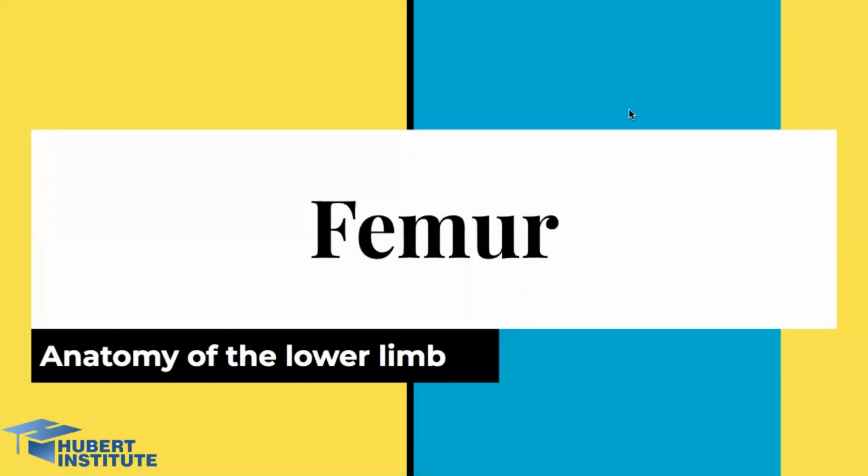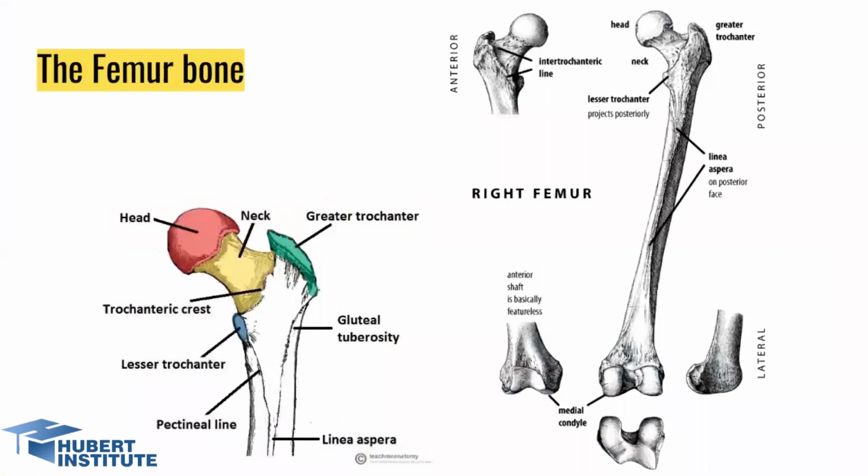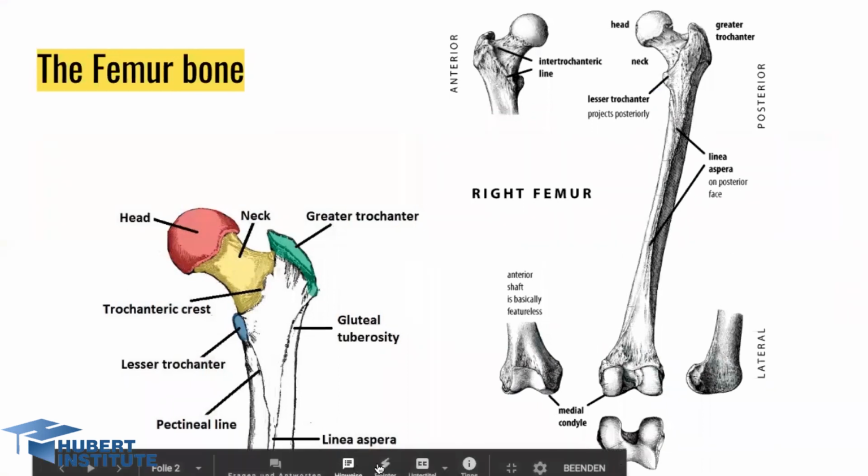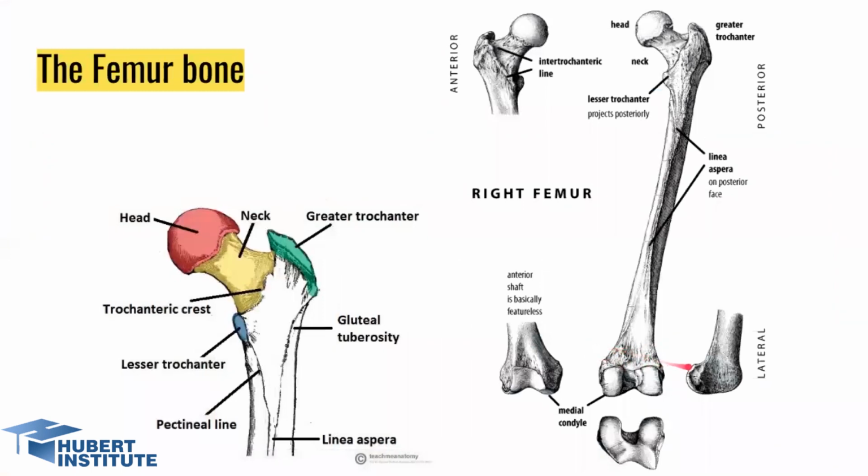Hello. In this video, we're going to talk about the anatomy of the femur, the longest and the strongest bone in the body. So let's get into it. Anatomically, the femur is a long bone, and it consists of three main parts: the body, the shaft, also called the diaphysis, the two ends, which are called the epiphyses, and the border between the diaphysis and the epiphysis, which is called the metaphysis, which is approximately here.